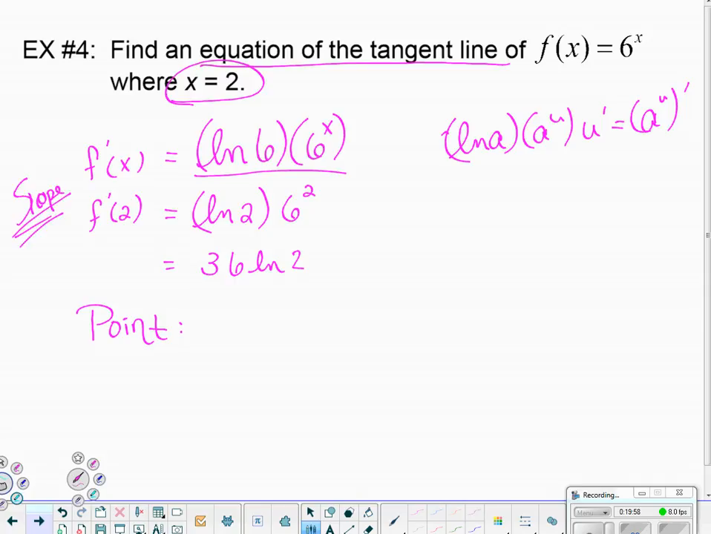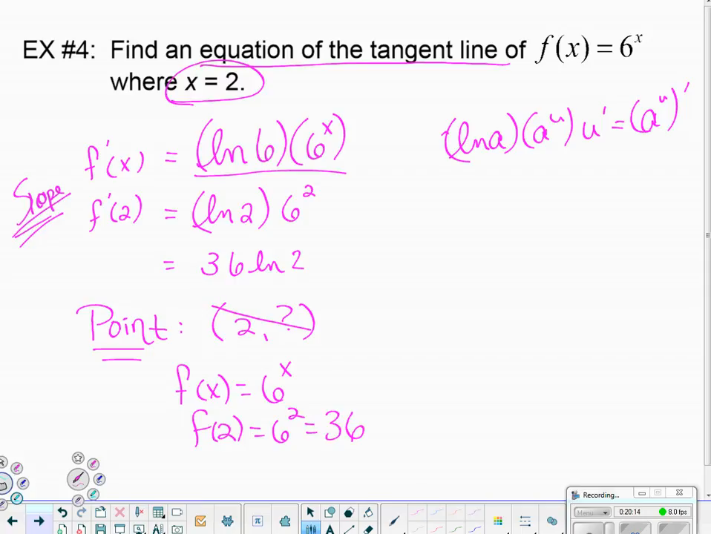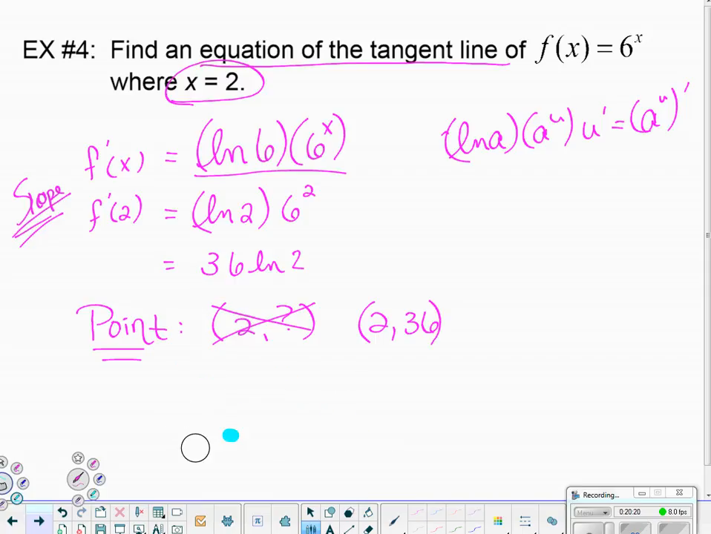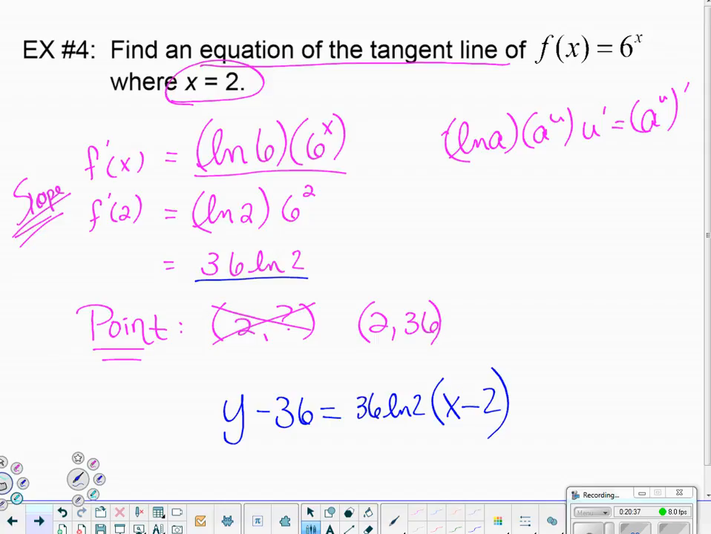We have the slope at 2. Now we just need the point. 2 comma what? Well, back to the original function. To find a y value, we go back to the original function, f of x equals 6 to the x. F of 2 means 6 squared. That comes out as 36. We just solved the mystery. The mystery is 2 comma 36. We have a point. We have a slope. We can write the equation of a tangent line. Y minus 36 equals the slope, 36 natural log 6 times x minus 2. Quite lovely.